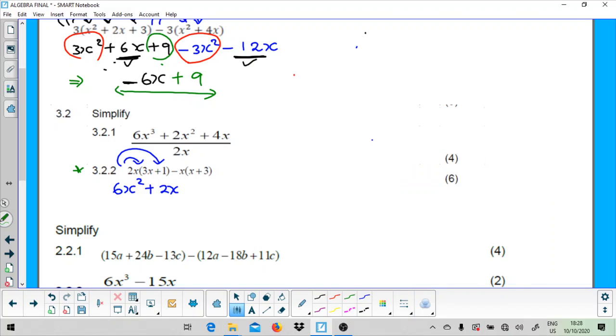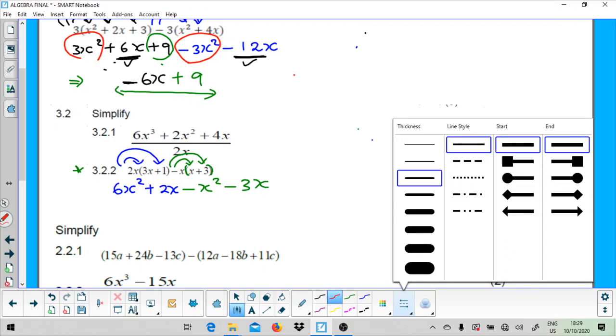Okay, now for the second one, the negative x again has to multiply into the bracket. You distribute it into the bracket. Because of that negative, everything inside these brackets will change the sign. So we're going to say negative x times x. We know x times x will be x squared, but we don't forget to say minus x squared because of that negative. And then negative x times 3 will be minus 3x. So that is what we have now.